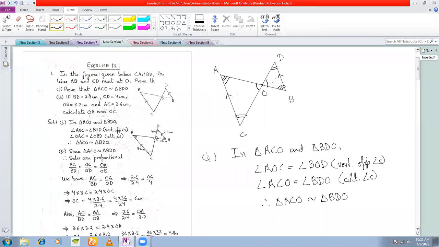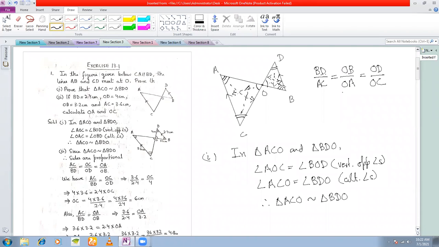First of all, let's write the smaller triangle first. Opposite to this is BD, we'll write BD divided by, opposite to this angle is AC. So BD by AC. Next, opposite to this angle here, we have OB. We'll write OB. And opposite to this, we have OA. Opposite to this angle, we have OD. And opposite to this, we have OC. Right? So these are the proportional sides.